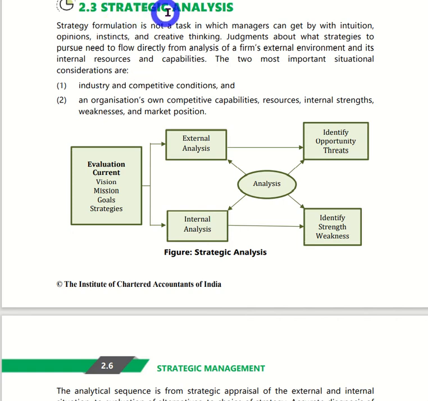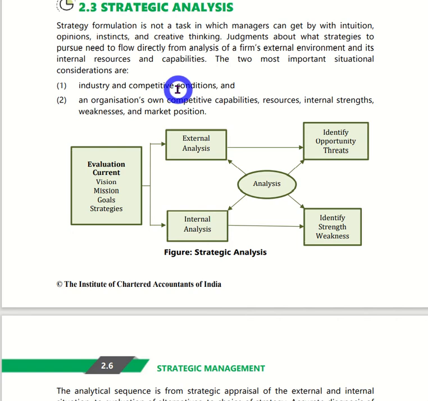Since we are referring to a strategic analysis, the two most important situational considerations are, one, industry and competitive conditions. Industry is the collection of firms, which is automobile industry, software industry, hardware industry. So, what are the automobile industry conditions at the moment prevailing in India? What is the competitive condition?